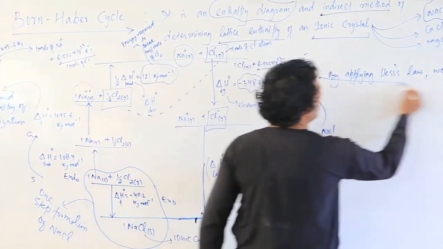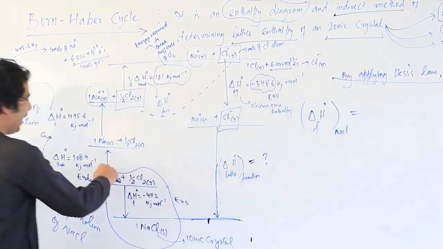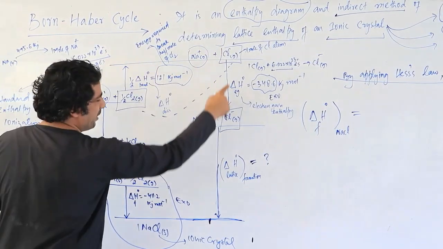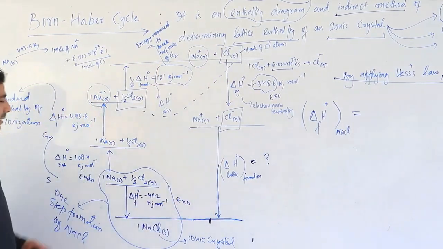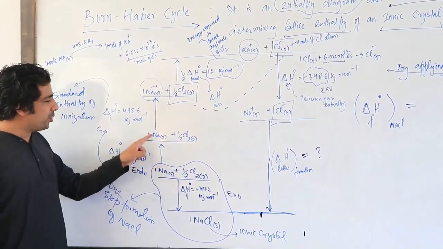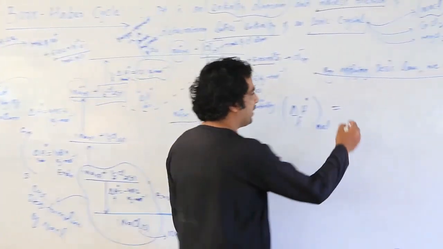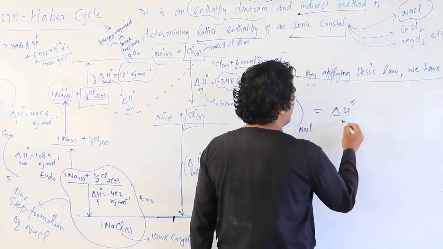If we apply Hess's law, my dear friends, it should be equal to the sum of the enthalpy changes in the multiple steps. So let us combine it. Let's take the first one. We are converting sodium solid to sodium gas. Which energy is required here? The standard enthalpy of sublimation.